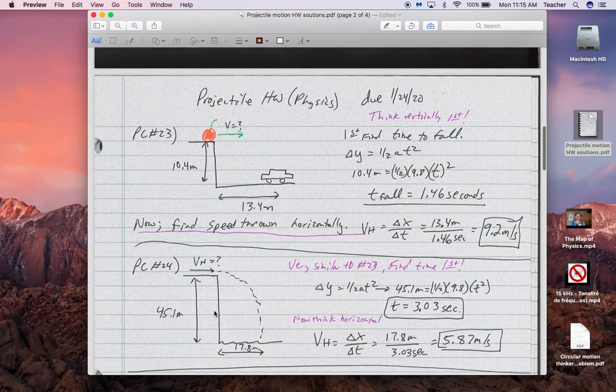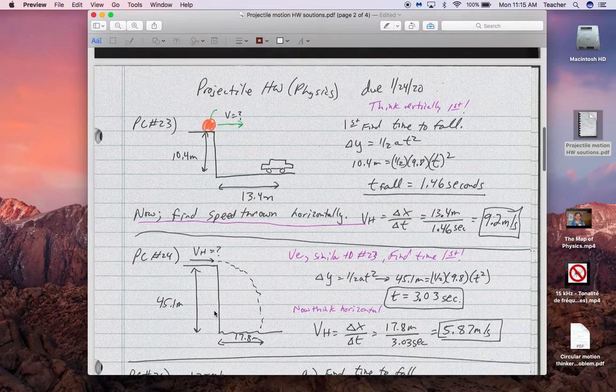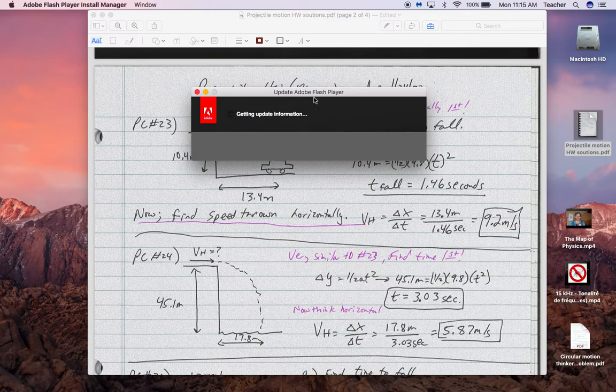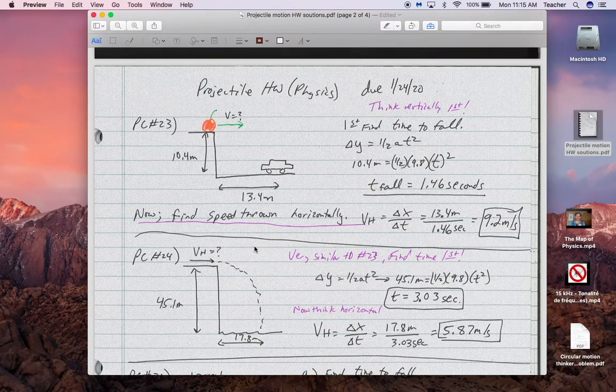For 23, it's a pumpkin being chucked, pumpkin chunkin'. This is going to be very similar to the first two problems. First, find the time to fall, and that's 1.46 seconds. Now the difference is at this point, I'm given this horizontal distance.